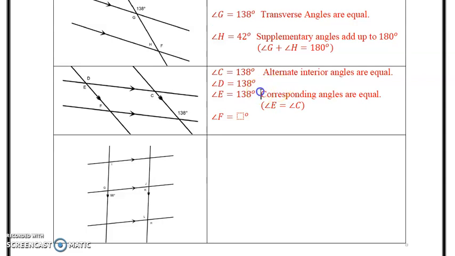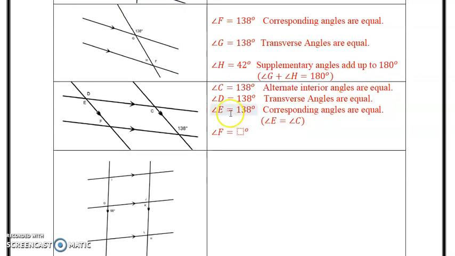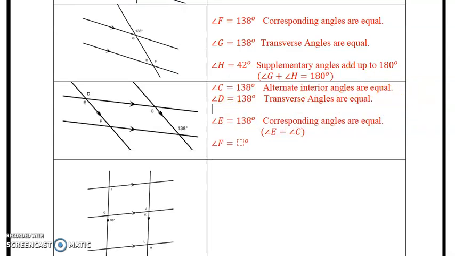Okay? And again, there's a couple different properties you can use here. But if you're looking for D with respect to E, I'm just going to use different ones. So transverse angles are equal, right? Transverse angles are equal. And of course, in this case, I used that angle D was equal to angle E, right? That was the transverse angles.